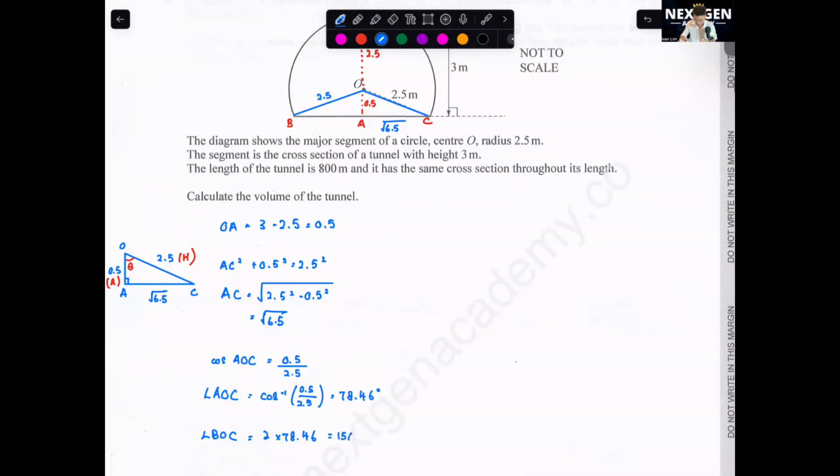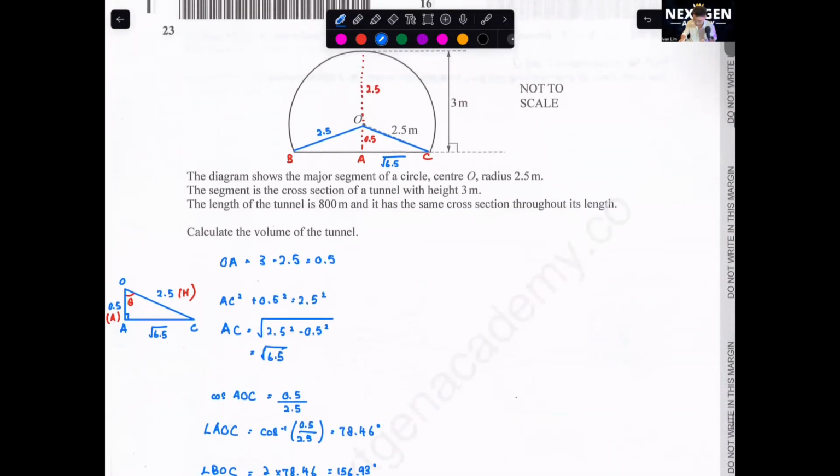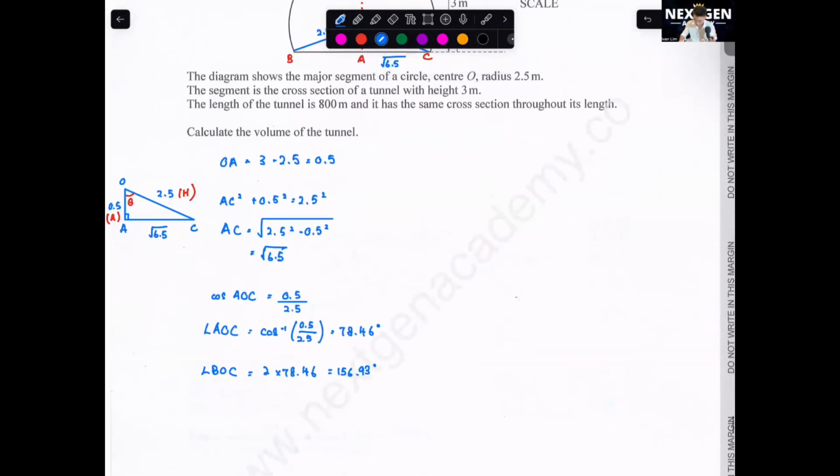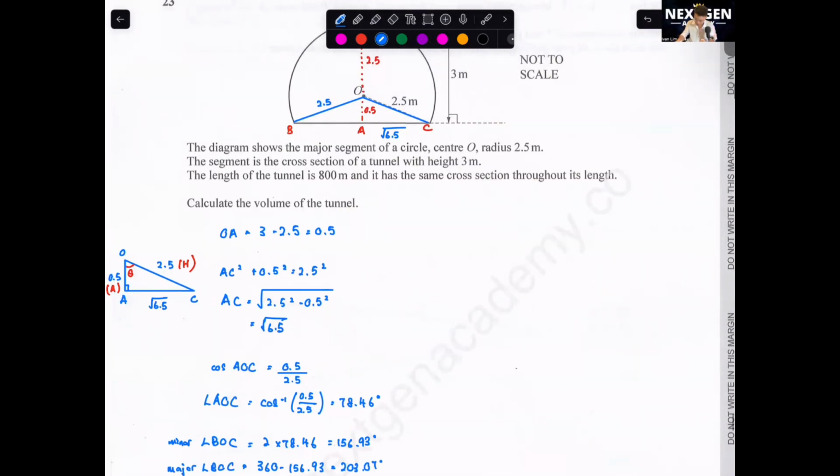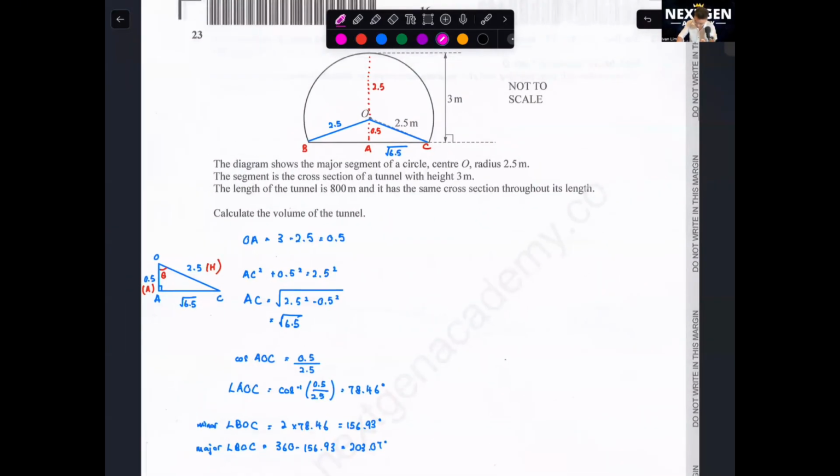Here it is 156.93. Okay, then angle BOC, this is the minor one. The major angle BOC is 360 minus 156.93. This is 203.07 degrees. Okay, so this angle here is 203.07 degrees.